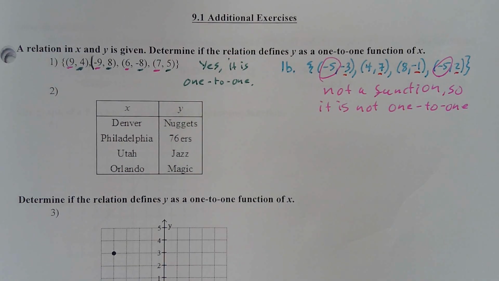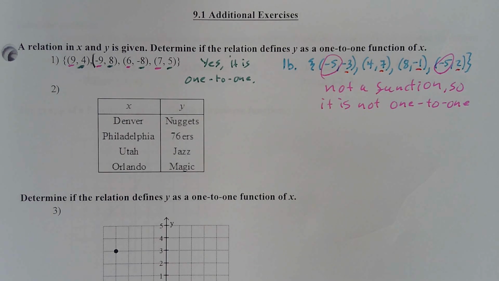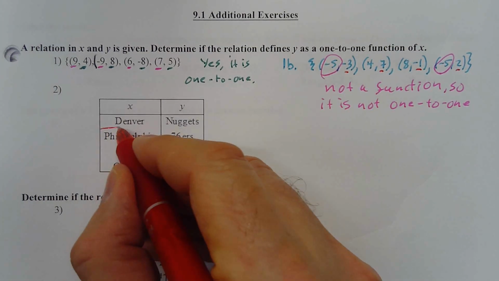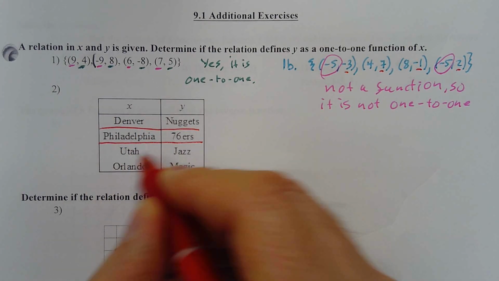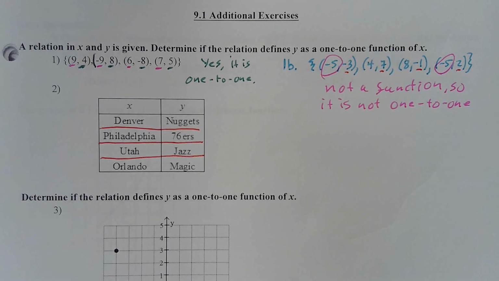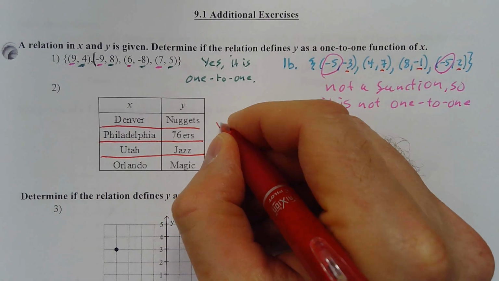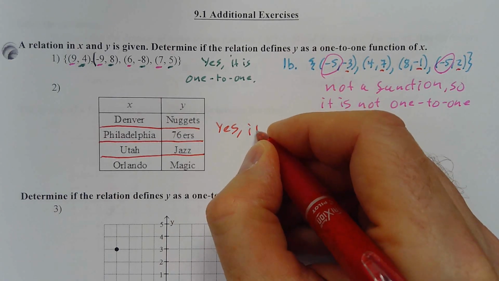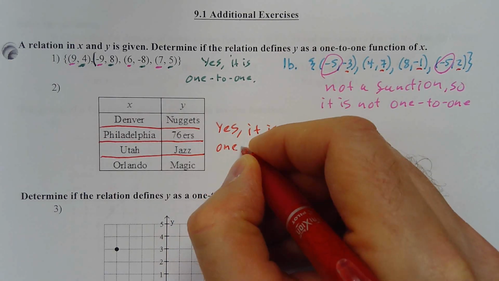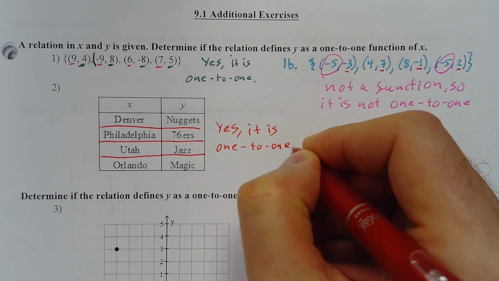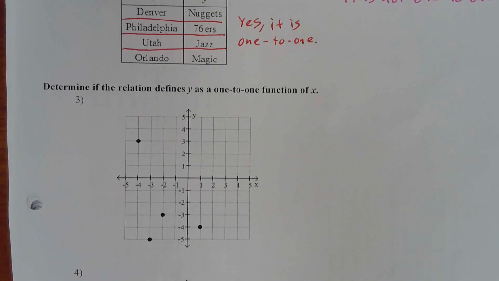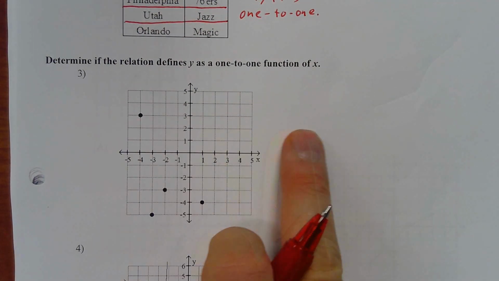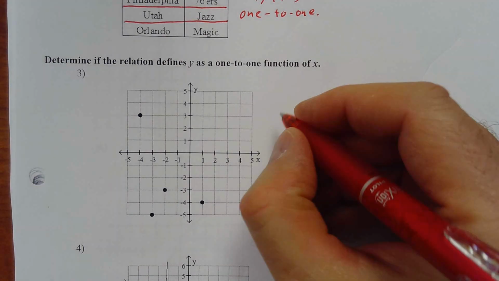All right, let's try number two. So I think this is the correspondence. And so each x value goes to exactly one y value. Each y value goes to exactly one x value, so this is one-to-one. And this passes the horizontal line test, so this is one-to-one.